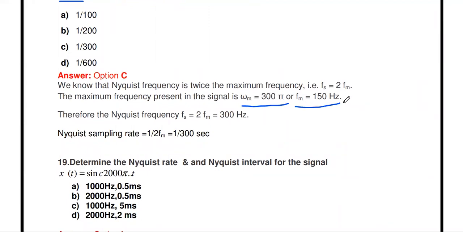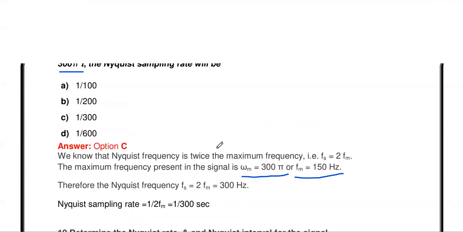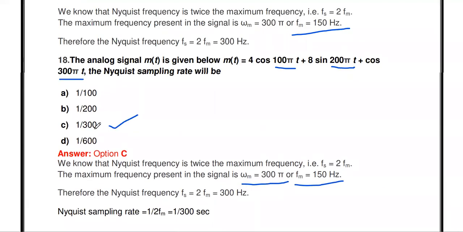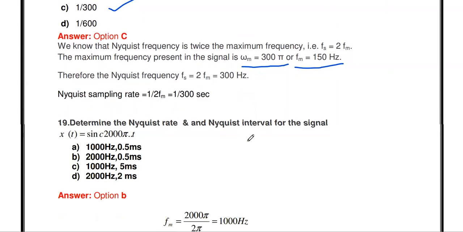So FM is equal to 150. Okay, so the Nyquist frequency is nothing but 2 into FM, so 300 hertz. Therefore the Nyquist sampling rate is nothing but 1 divided by 2 FM. So 1 divided by 300. Okay, so 1 by 300 is the answer.